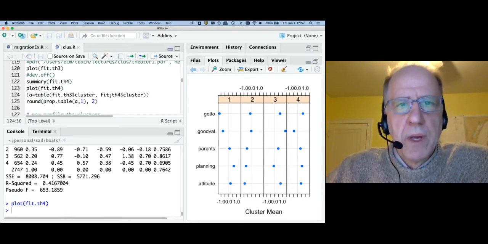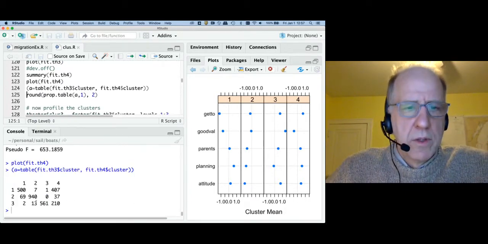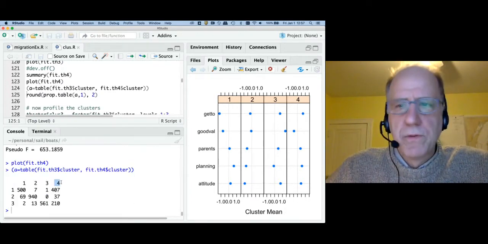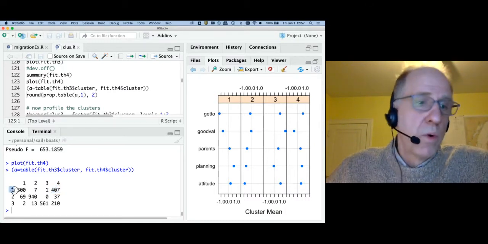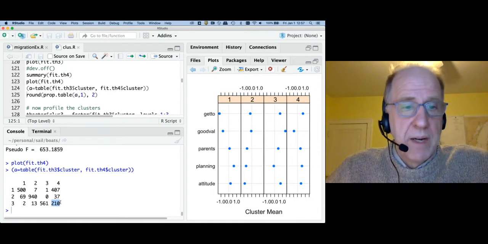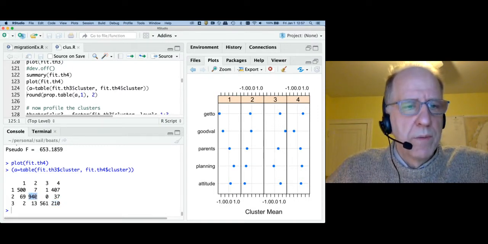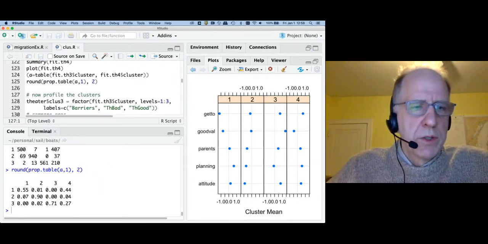Sometimes it's useful to run a crosstab of these cluster assignments. So what we see is that this new cluster 4 is mostly the barrier group. So this cluster 1 from before was the barrier group, but also skims off some of the positive attitude people. Cluster 2 is pretty much what it was before. And cluster 3 was largely what we had before, although some of them got skimmed off and assigned to 4. You can also look at the proportions.